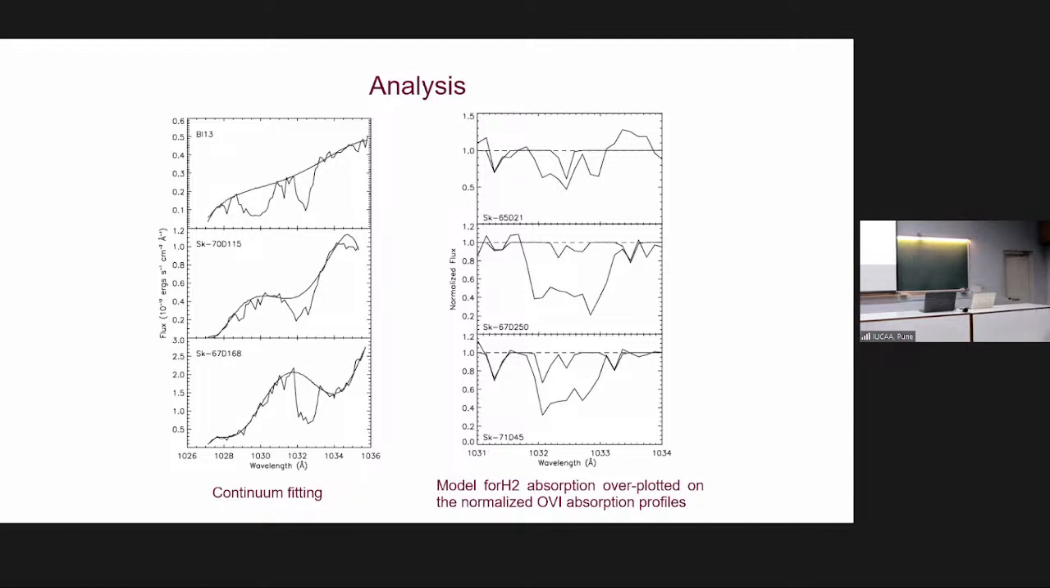So it was very good that the number of O6 ions was larger compared to H2, so we can subtract it off. If H2 was larger, then we cannot subtract it off. It's gone. We cannot do anything. We cannot measure O6.